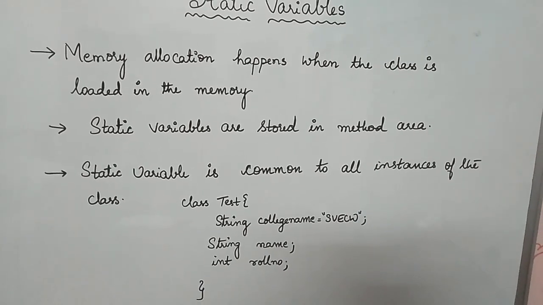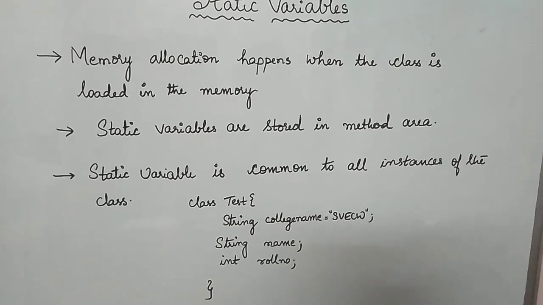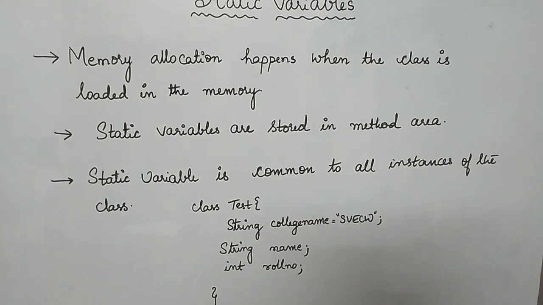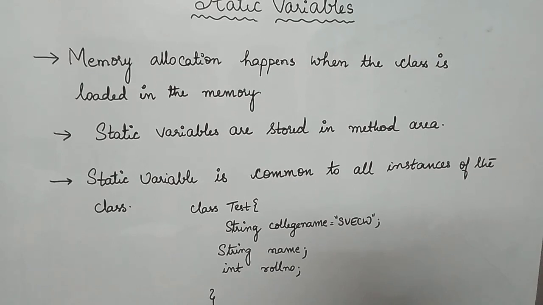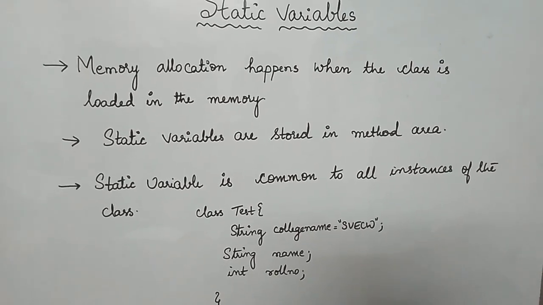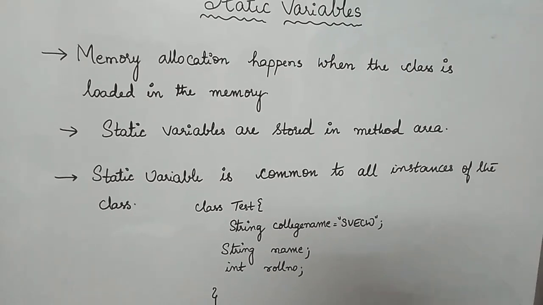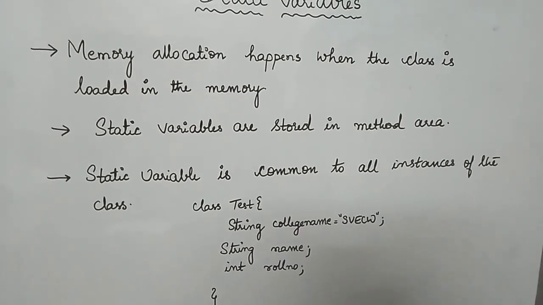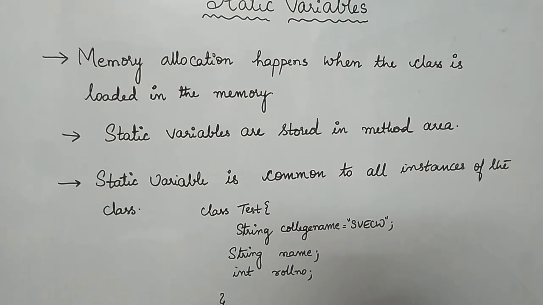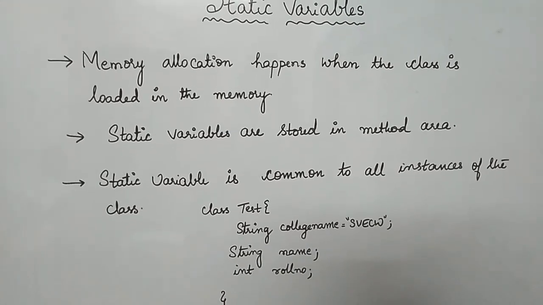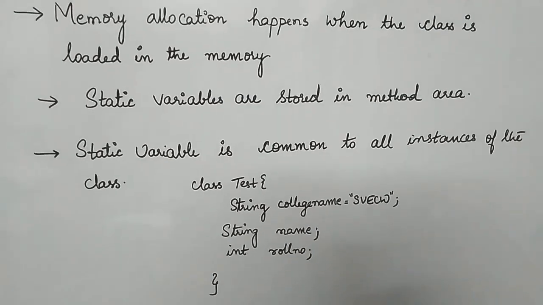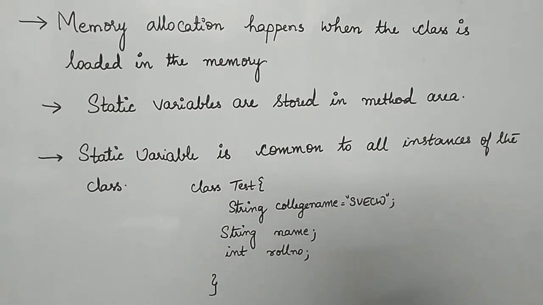Memory allocation of the static variables happens when the class is loaded into the memory. So this happens when the class loader works in the JVM. During that phase itself, memory is allocated for the static variables. And static variables are stored in the method area. So they are stored in the method area. And a static variable is common to all instances of the class.